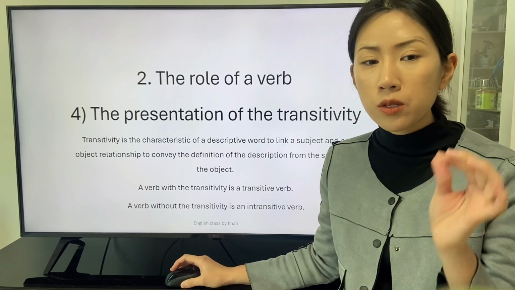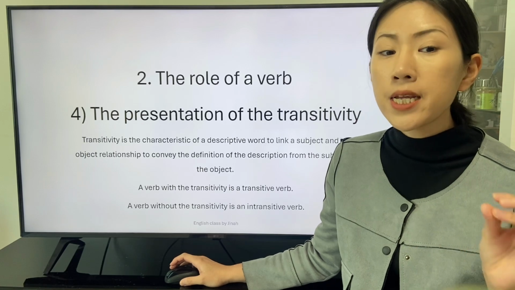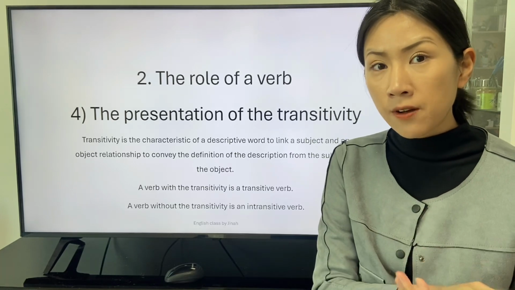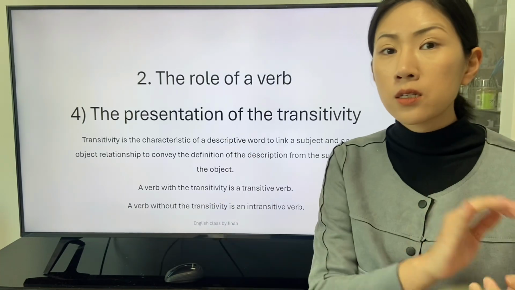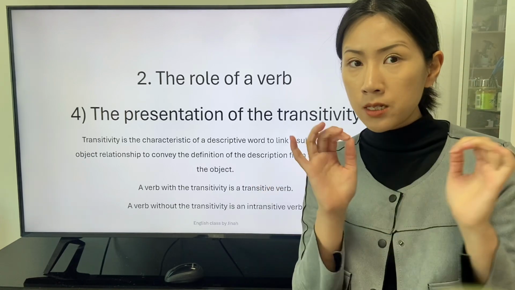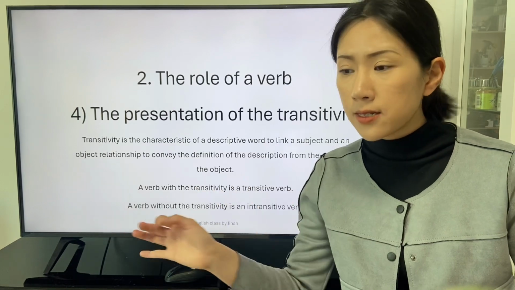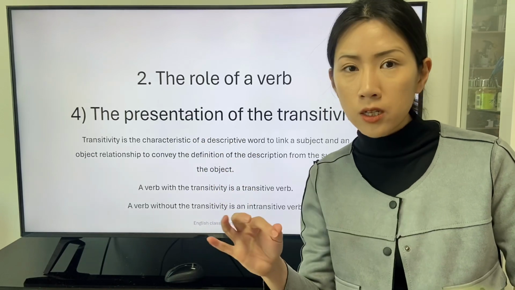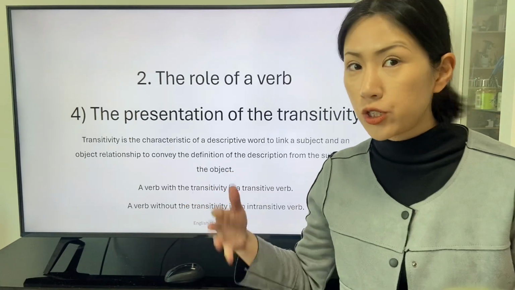A verb with the transitivity is a transitive verb. A verb without the transitivity is an intransitive verb. The fact that the definition of the verb transited to an object is that the object gets the definition of the verb from the subject and the object finishes the interaction with the subject so that the subject and the object go back to the initial condition without any interaction between each other.